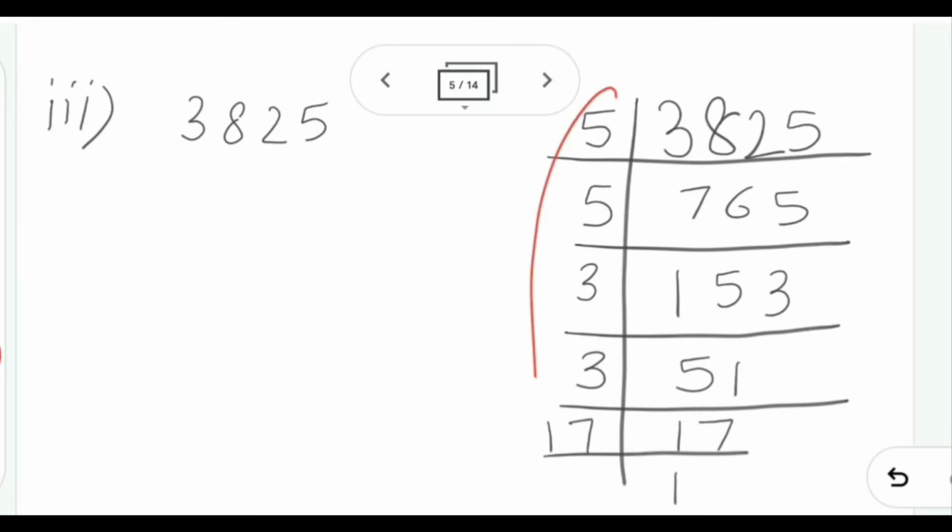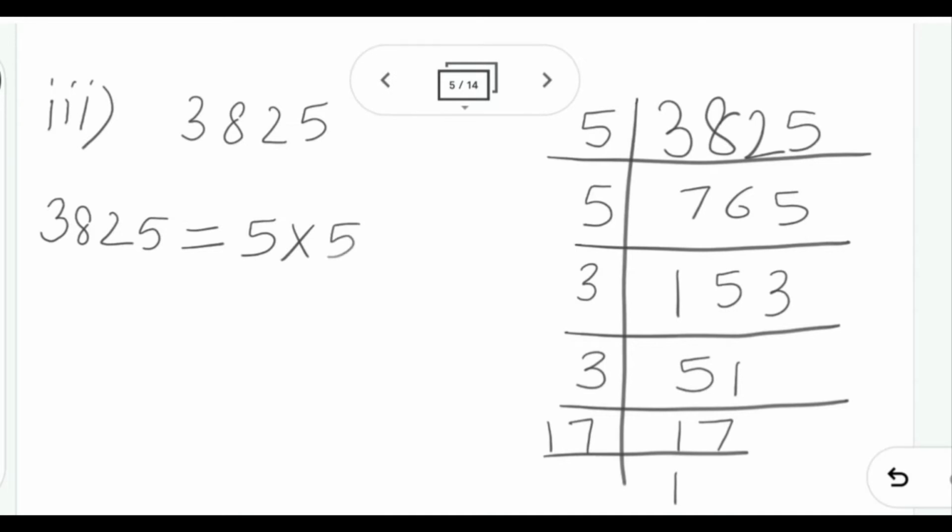So all these prime numbers are factors of 3825. So it can be written as 3825 equals 5 multiply 5 multiply 3 multiply 3 multiply 17. So this is the prime factorization of 3825.